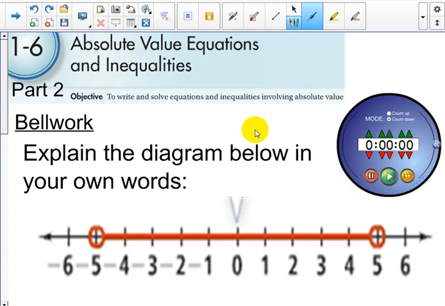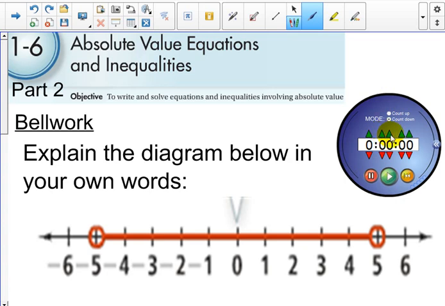So right now I want you to work on the spell work that says explain the diagram below in your own words. So if you look at this, what is this and what does it mean? So explain it in your own words in your journal.